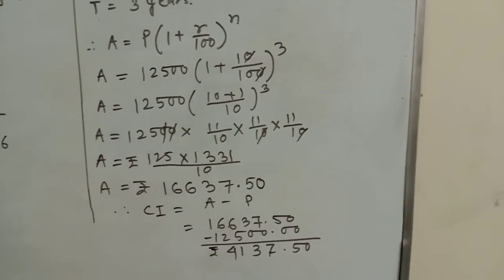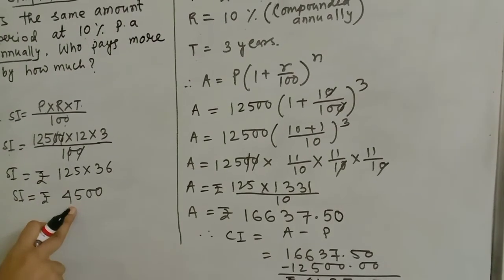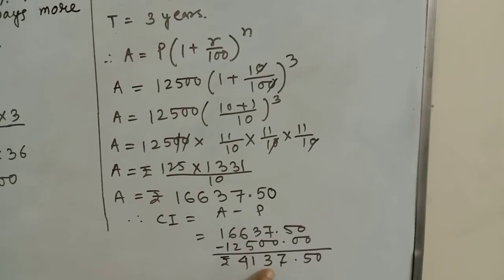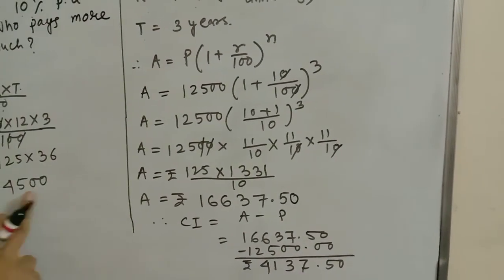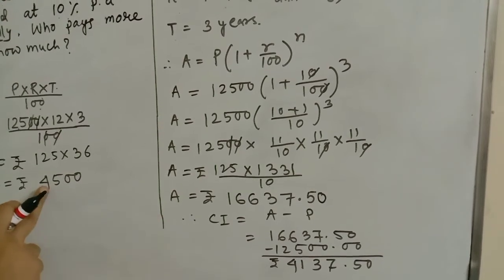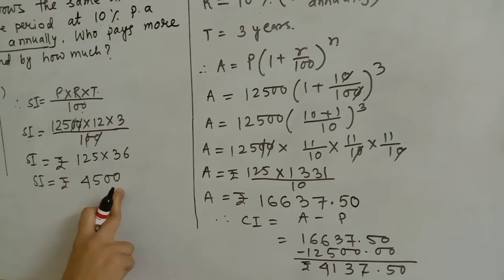Now you compare. For Fabina, as simple interest, Fabina is paying 4,500, and Radha is paying 4,137.50. So who pays more money as interest? Yes, it is very clear that Fabina is paying more money as interest.